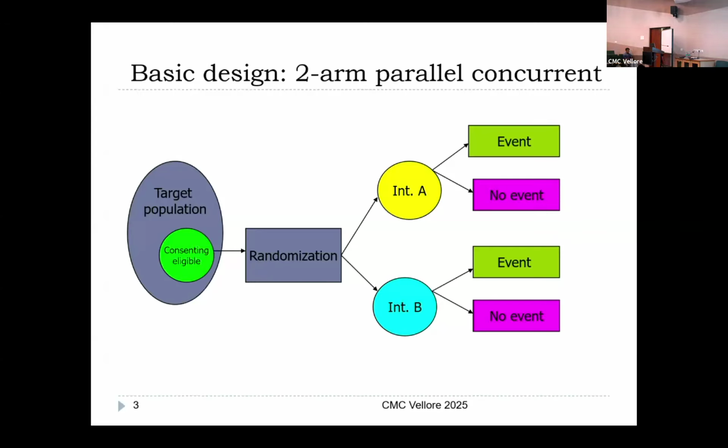So then we get them, we randomize to the intervention, A or B, and we follow them and observe the event over time. This is what is known everywhere as the basic 2-arm parallel design for a clinical trial.